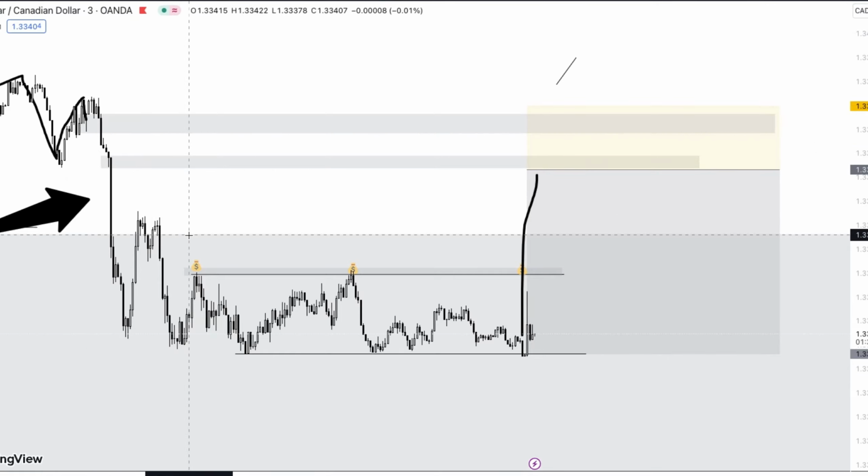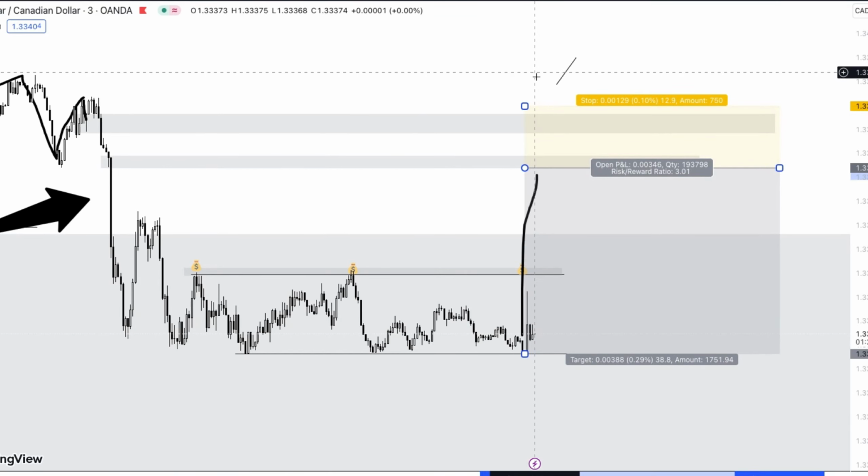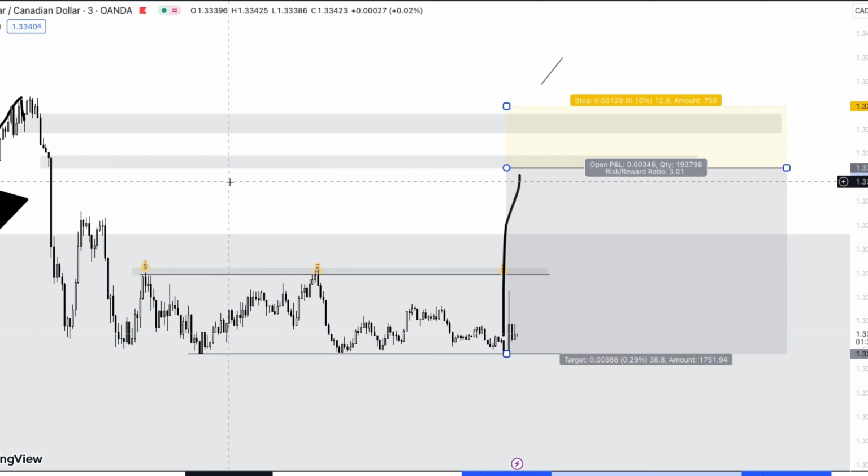And I have two gaps here. The first one I'm more confident in, so I have the SL here just above the last one. But this is basically my trade that I have planned for tomorrow. I just wanted to quickly explain this to you guys.